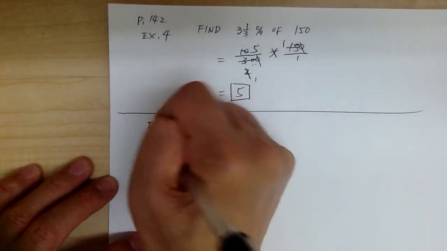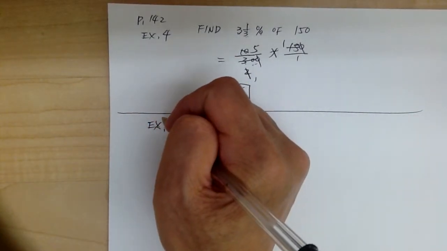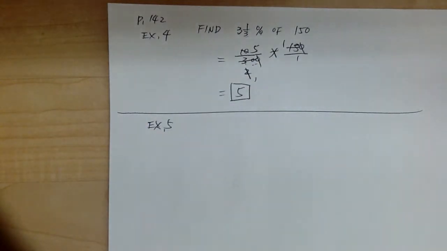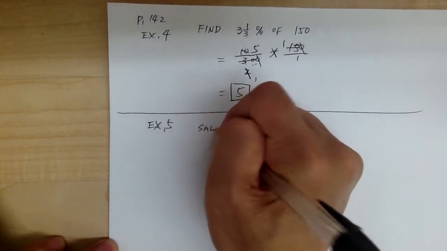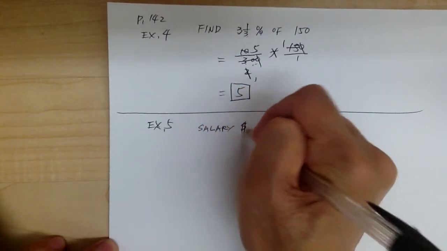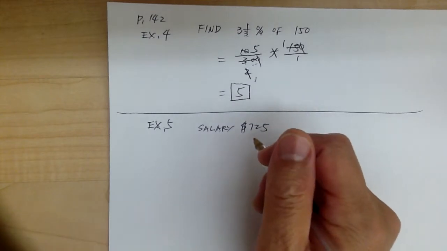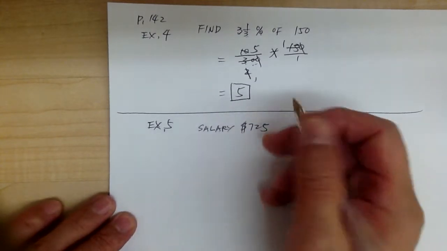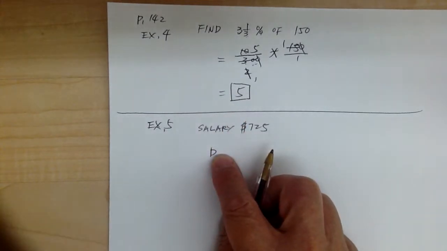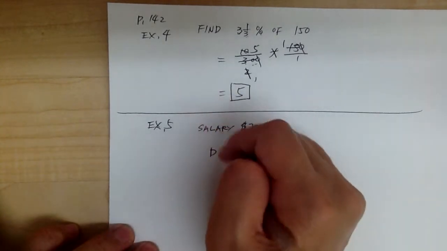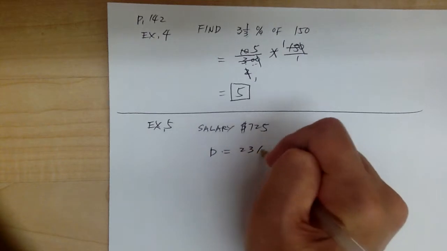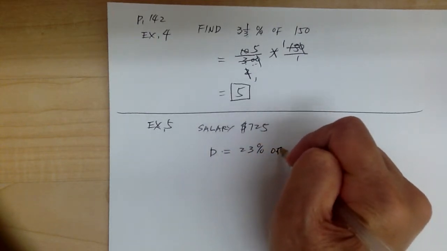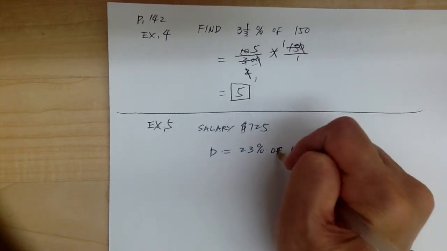Let's go to example 5. Again, you read this part over here. It's Trent's weekly salary. So the salary is $725. And it says his total deduction. So D, again, use a letter to simplify. Use D for deduction, right? So the deduction amounts to 23% of his check.